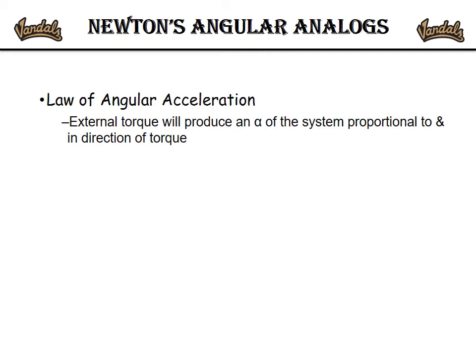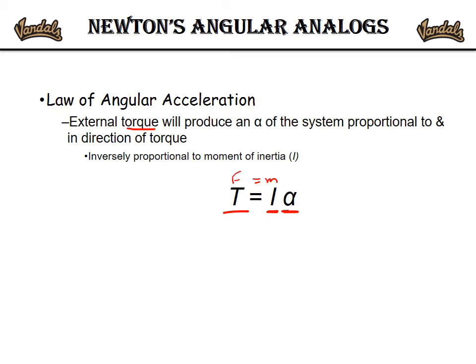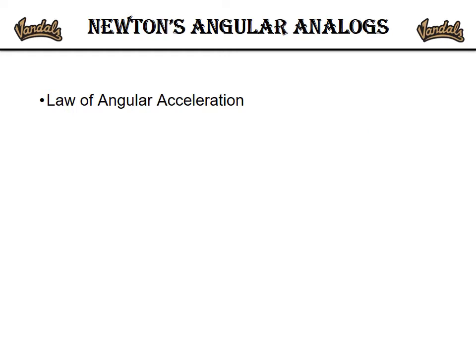Moving on to Newton's second law, and that is going to be the law of acceleration. The angular analog is just the law of angular acceleration. So an external torque will produce or tend to produce an angular acceleration of the system proportional to the direction of the torque. And so here you have torque, moment of inertia, and angular acceleration. F equals ma in the angular form. So the sum of torques equals the moment of inertia times angular acceleration.